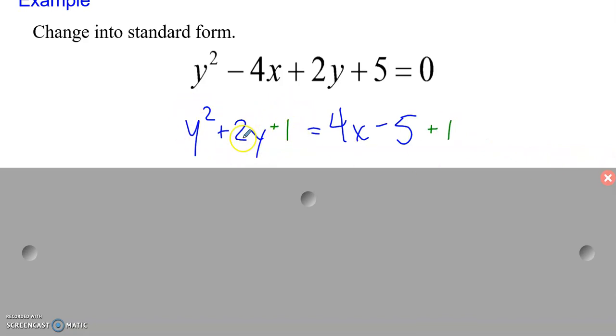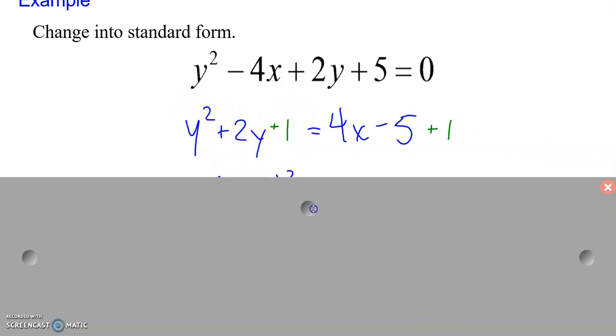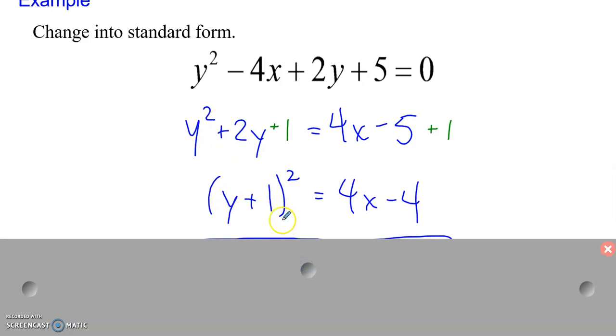And now I just made this a perfect square, which means it's factorable, and that factors into y plus 1 times y plus 1, which is y plus 1 squared. And on this side, I simplified it to get 4x minus 4.